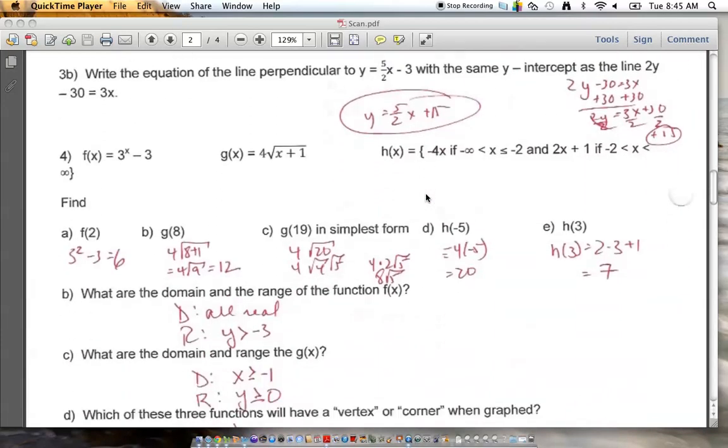All right. Equation of a line here. Parallel lines have the same slope. So you got to find the y-intercept on the other line, slap it in.